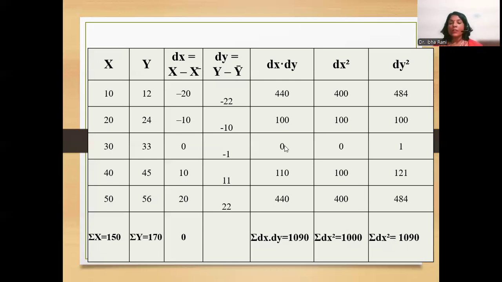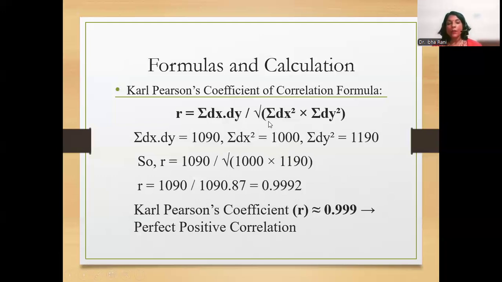So now we will put these values in the formula. The formula of Karl-Pearson's coefficient of correlation is r equal to summation of dx into dy divided by root of summation dx square times summation dy square. We have calculated dx into dy as 1090, dx square as 1000 and dy square as 1190, in the previous table. After calculation, the value of r comes to 0.999. It means it is very close to 1. You can write r is equal to 1.